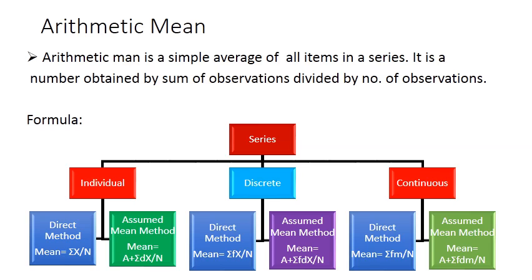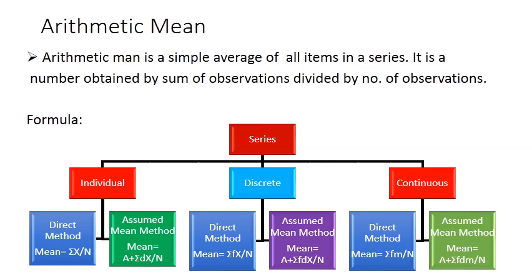Then we have discrete series. Direct method: mean is equal to summation of fx divided by n. In discrete series, you know we have frequencies, so frequencies multiplied by the observations divided by the number of observations. Assumed mean method: A plus summation of f dx divided by n, where f is the frequency multiplied by the deviation from the assumed mean, and n is the number of observations. Here n is equal to summation of f, the summation of frequencies.